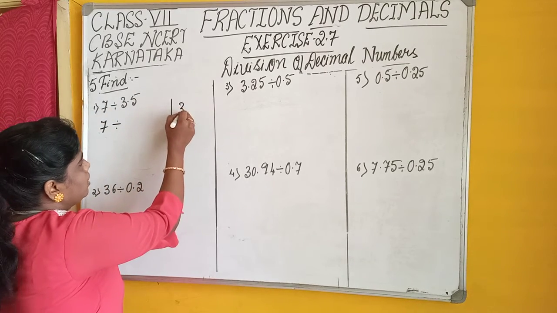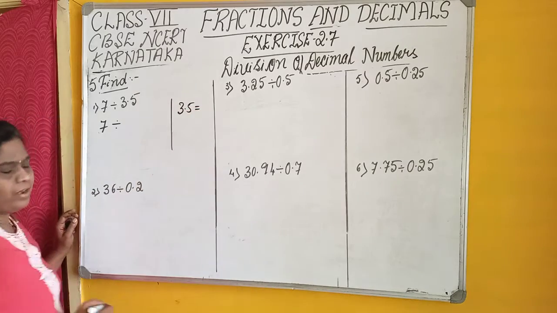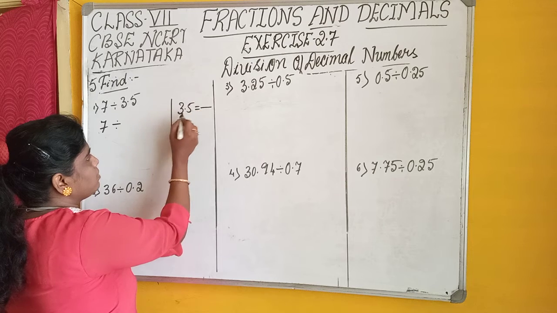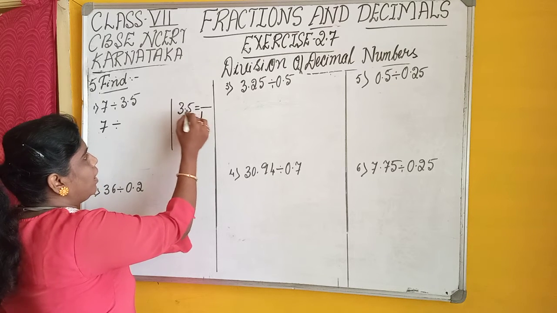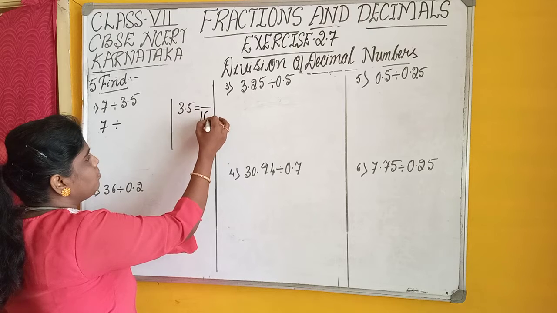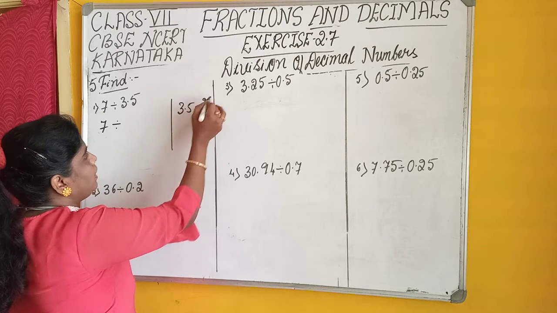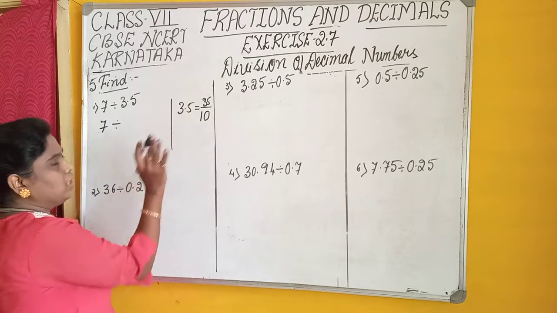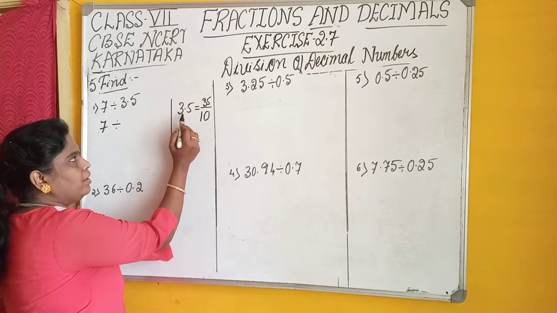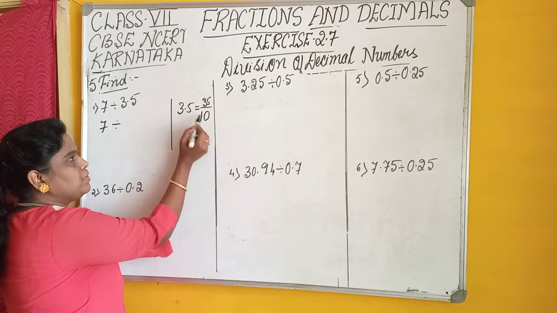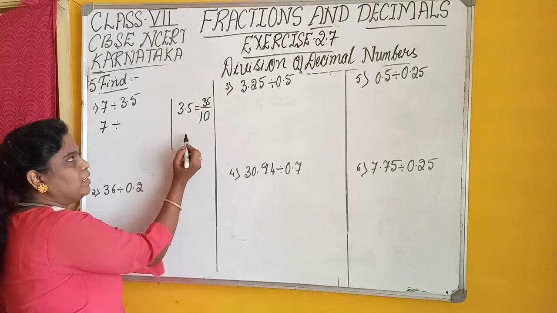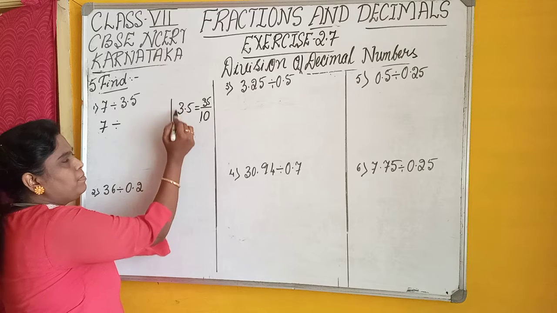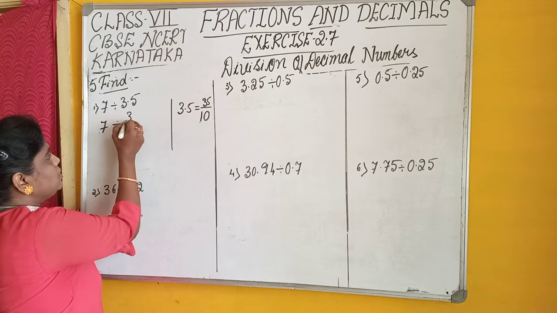3.5 in decimal form is converted into fraction form, that is equal to 35 by 10. 3.5 is nothing but 35 by 10. How? It's an easy method. Put 1 in the denominator for the position of the decimal. After that, how many digits are there? Only one digit. Write 10. The number is written as it is, 35 by 10.